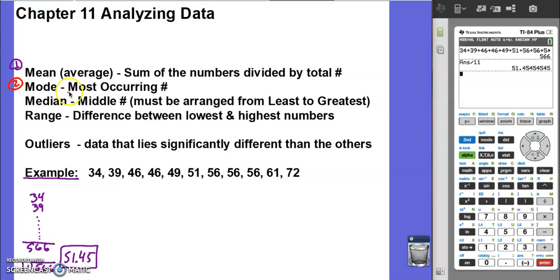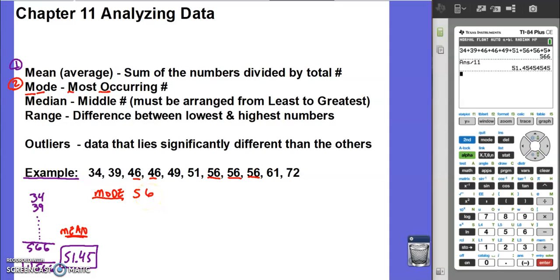The second statistic we want to look at is the mode. Mode is the most occurring. Look how it spells most occurring number. You can see that there are two 46s, but notice there's also three 56s. So 56 is the most occurring number, and the mode is 56.